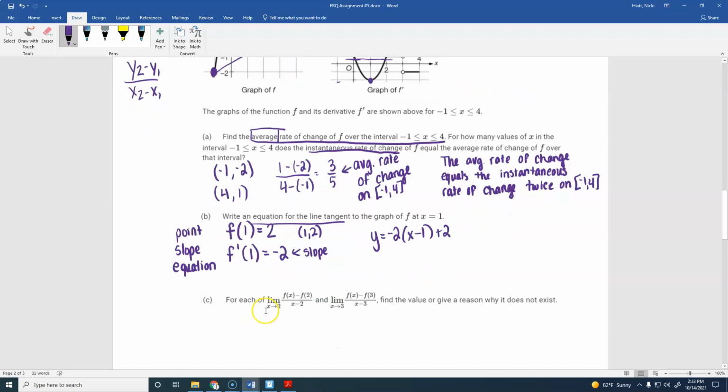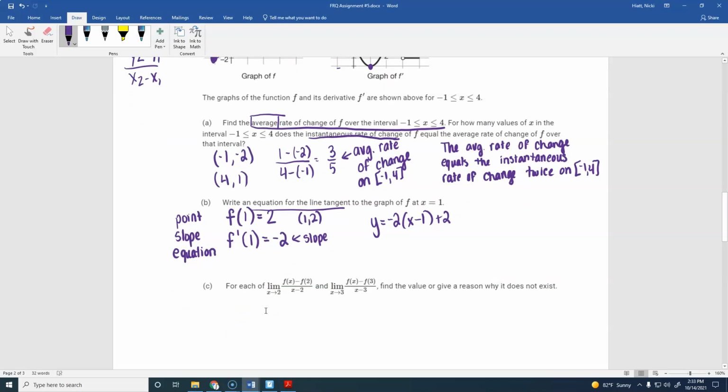Okay, now let's look at C, because C is where you're going to run into needing to know something about the limit definition of a derivative. There's not going to be a lot of limit definition of a derivative on the test. In fact, I don't believe there's anything where, in free response, you have to give me the limit definition of a derivative.